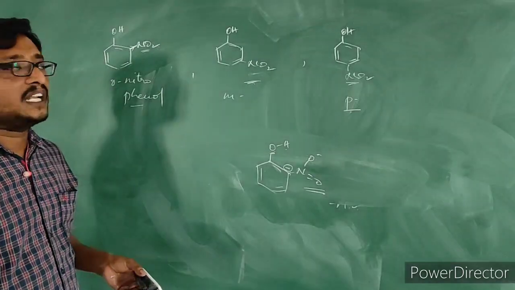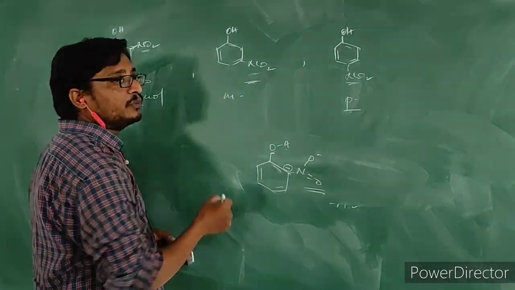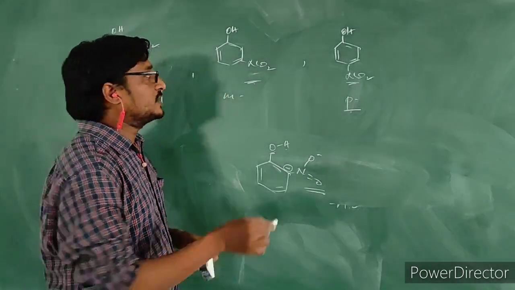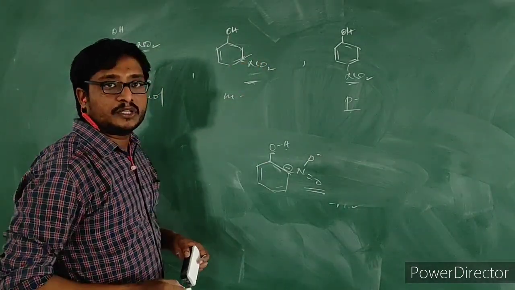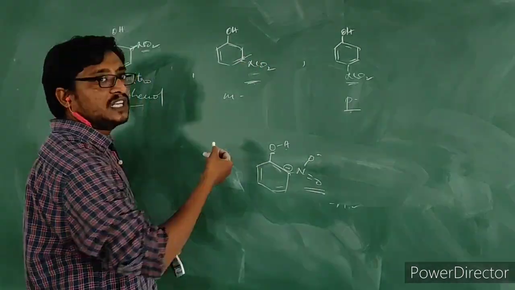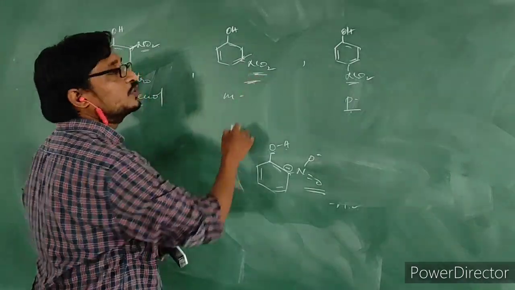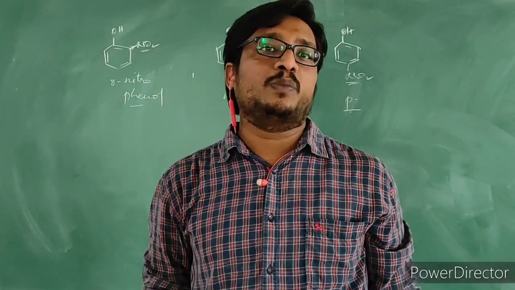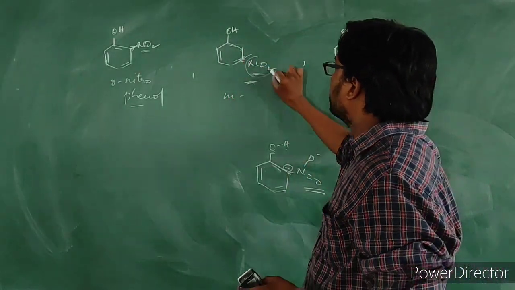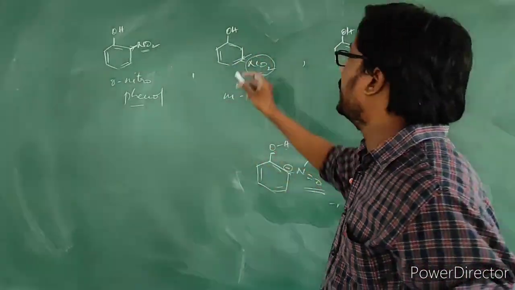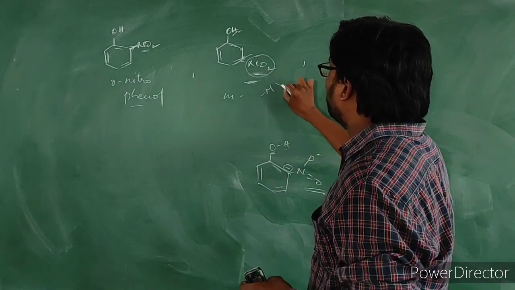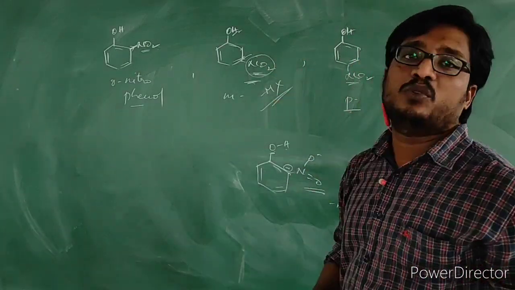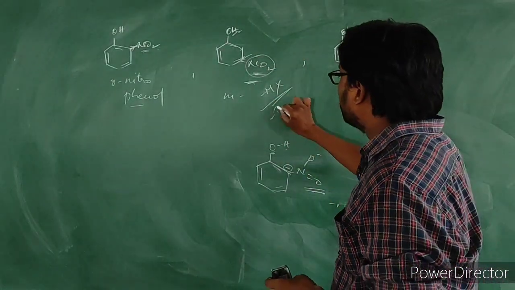In case of metanitrophenol, negative charge will not get produced at the meta position. If it is not produced at the meta position, that negative charge will not get stabilized by this NO2 group. Nothing but when NO2 is present at a meta position with respect to the OH group, the minus M effect will not be shown by this NO2. Only the minus I effect will be shown.